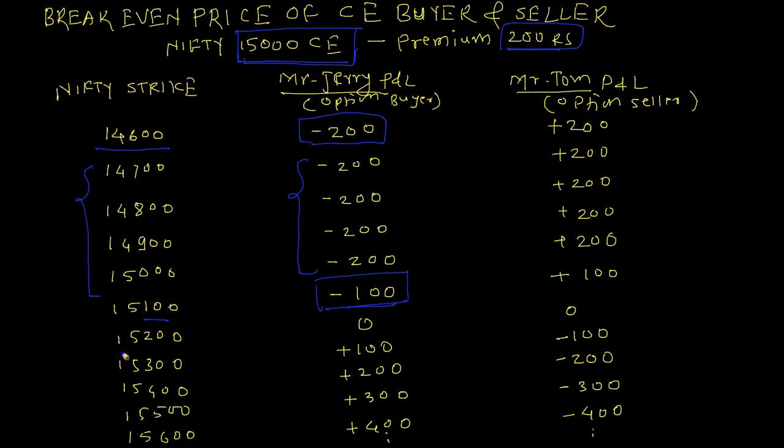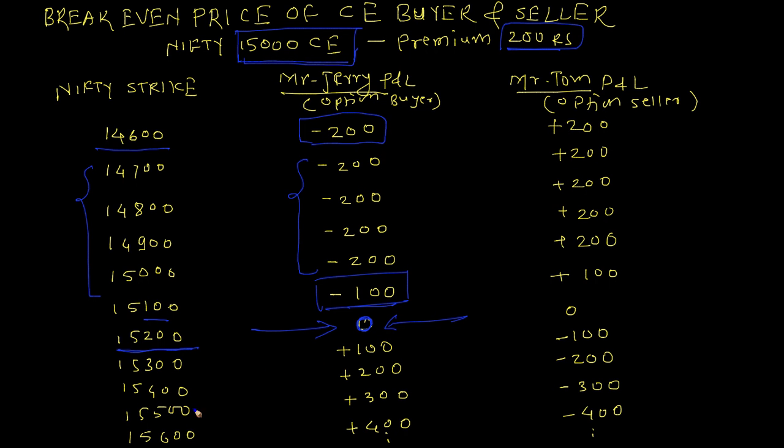Now, if Nifty is trading at 15,200, I can buy Nifty at 15,000 by using the option, or by using that coupon. So my profit from here is 200, but I have already paid rupees 200, so my net profit and loss will be 200 minus 200, that is 0. And the break-even price is nothing but the price at which I have no profit and no loss. So 15,200 is the break-even point for Mr. Jerry. That means at 15,200 he does not make any profit or loss.